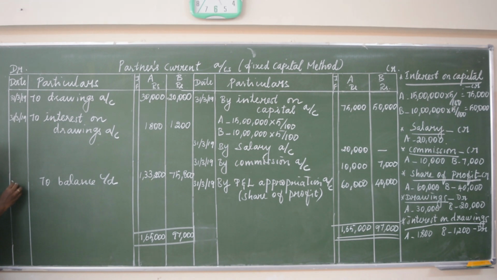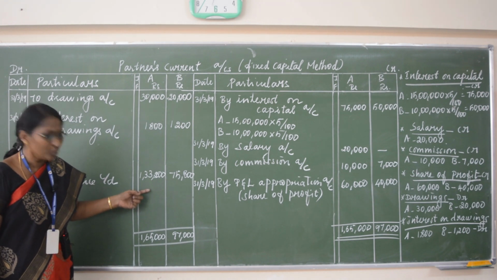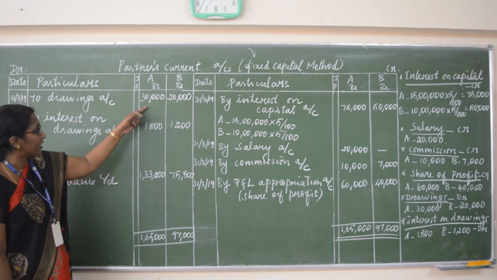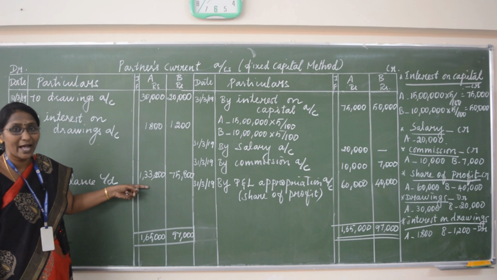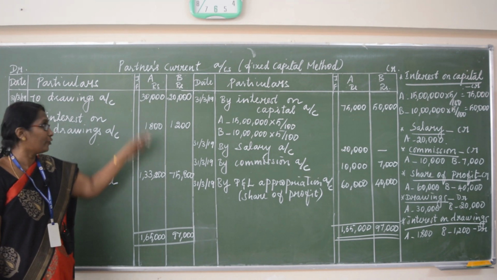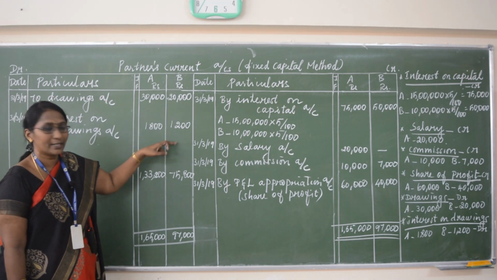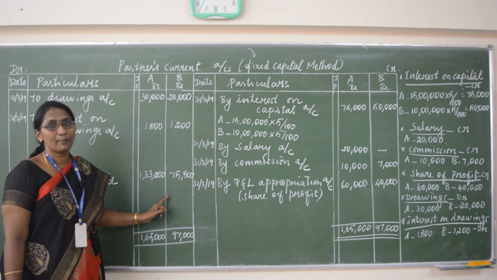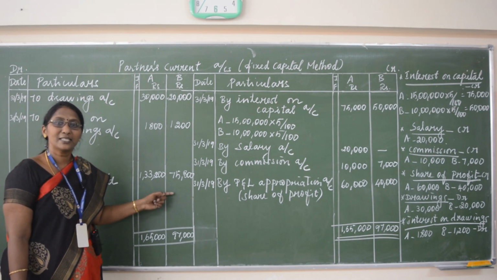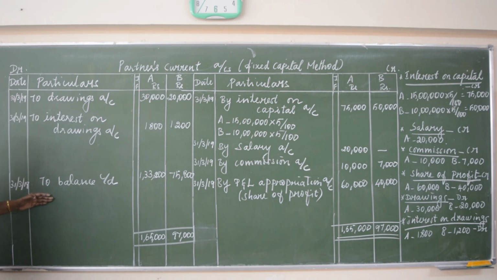What is the closing date? 31/3/19. So is it clear? What did I do? From this total I have deducted these two and I got this as balance. What is this balance? 1,33,200 for A. From 97,000, these two I have deducted and I got this as balance. How much balance is it? 75,800. This balance should be written here as to balance carry down.